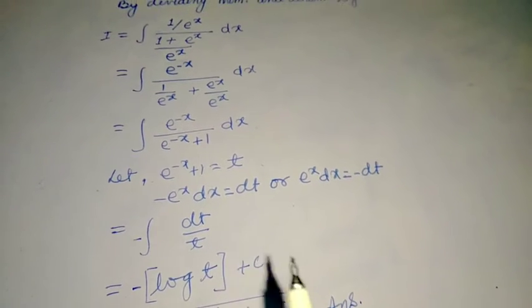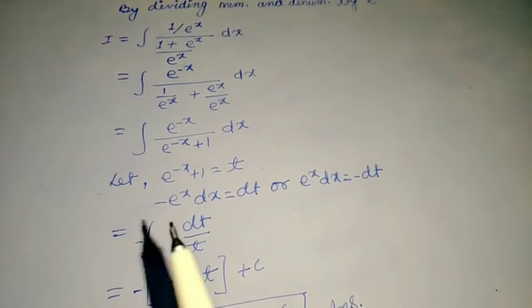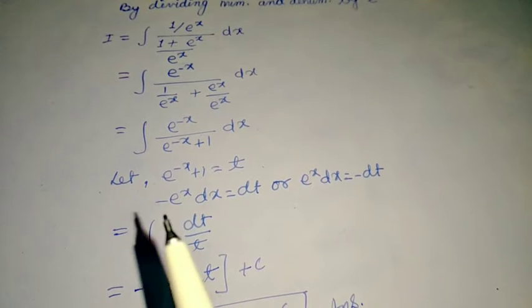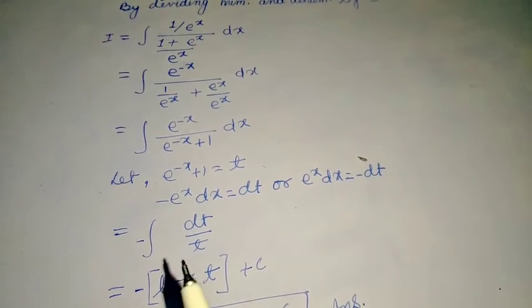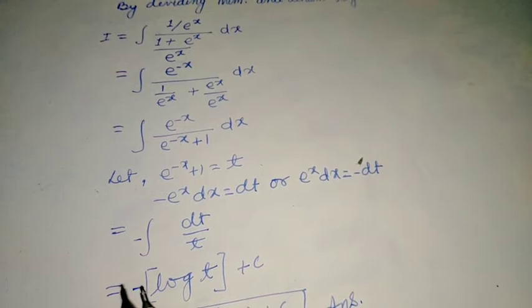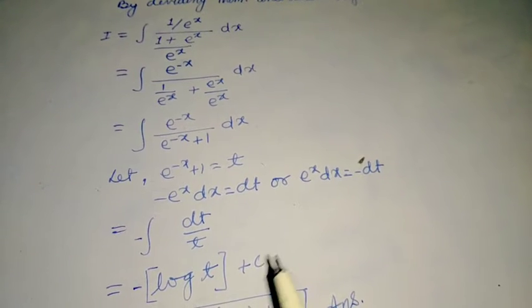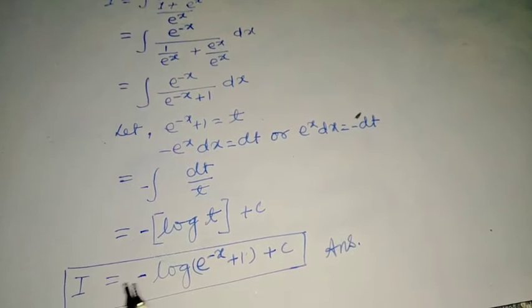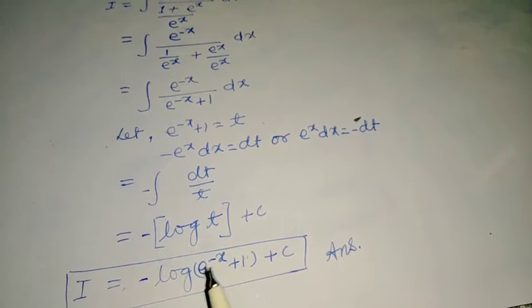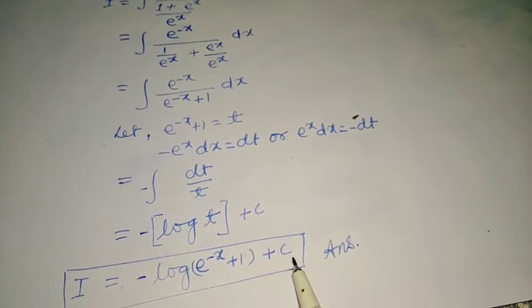So here we will write this in the form of t. So it will be minus integration of dt upon t. So it will be minus log of t plus c. Now we can put the value of t. So it will be I is equal to minus log of e to the power minus x plus 1 plus c. So this will be the answer.